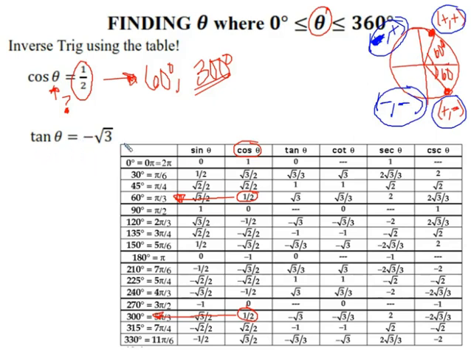Let's check out tangent. So we're focusing on our tangent column and specifically looking for a negative square root of 3. Looks like we have that there and down here. Okay, so two more values. Looks like that's giving us 120 degrees and also 300 degrees. So again, using your unit circle table, not that bad to read it.